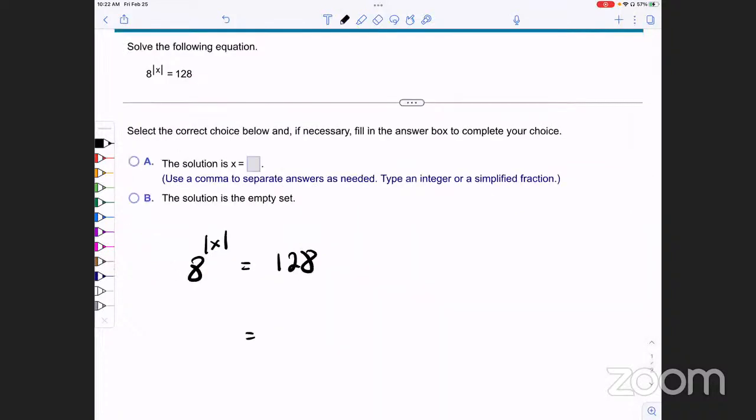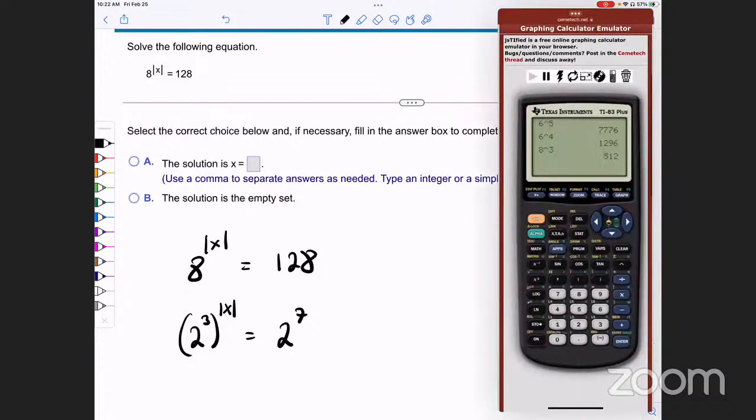So that's going to be 2 to the power of 3, to the power of the absolute value of x. For 128, let me see: 5 is 32, 6 is 64, 128, so 2 to the power of 7. So 128 should be 2 to the power of 7. Let me just check that really quickly.